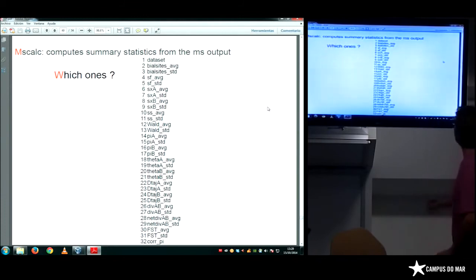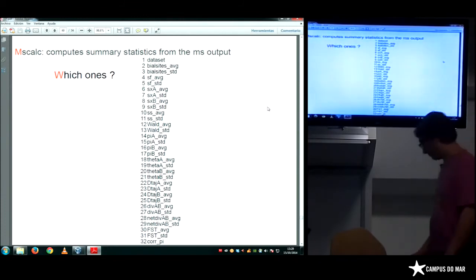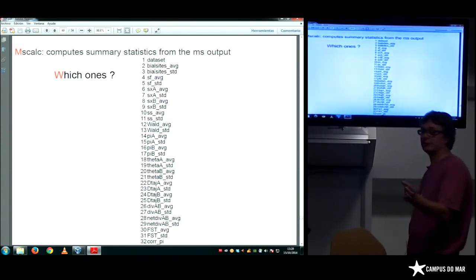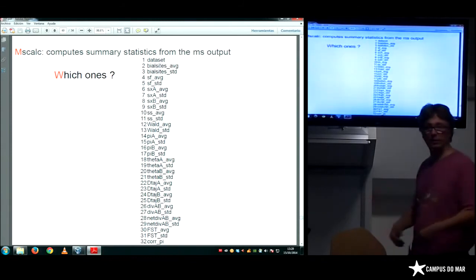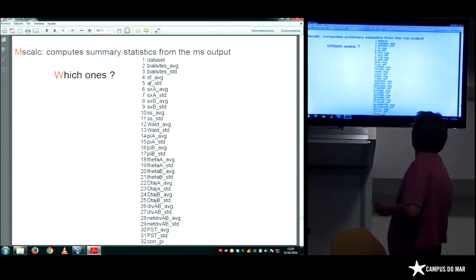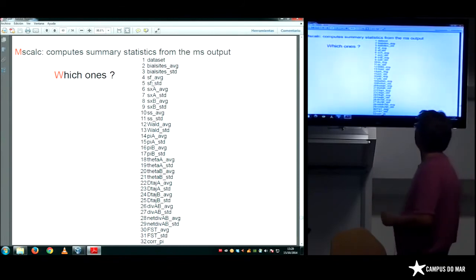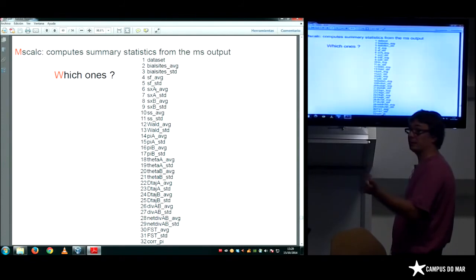So the summary statistics are basically the number of segregating sites and the variance of this number between loci, the number of fixed differences between populations and its variance, the number of polymorphisms in A and its variance, the number of polymorphisms in B and its variance, the number of shared polymorphisms and its variance.